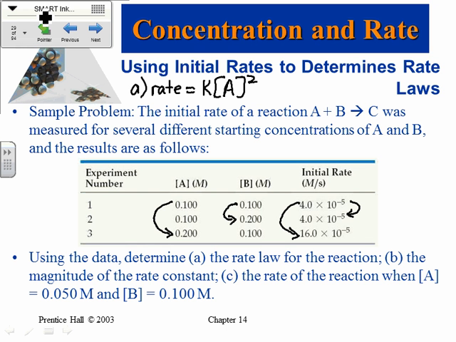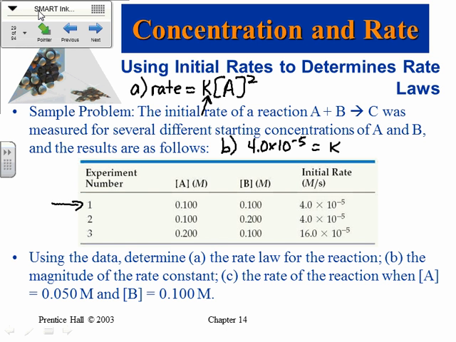Now that we have our rate law, we can just pick one of these experiments to find our rate constant K. So let's do B right here. I don't have a lot of room on this page. So our rate, let's just pick experiment 1. It doesn't really matter. You can pick any of the experiments and it should give you the right answer. Our rate is 4.0 times 10 to the negative 5th, and that is equal to K times A squared, which is 0.100 squared. Okay, I'm not being careful here. I need to be careful with my units.